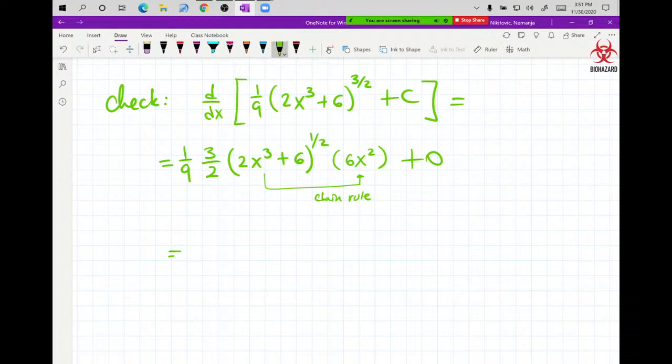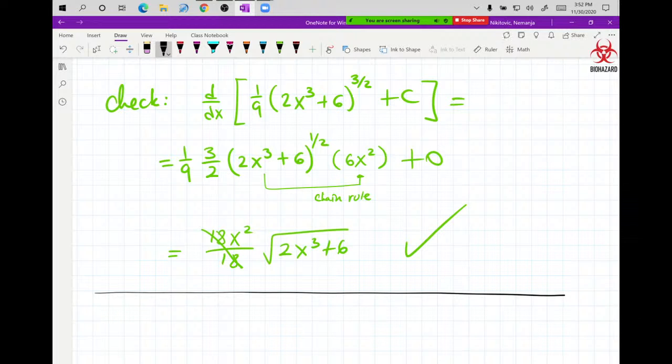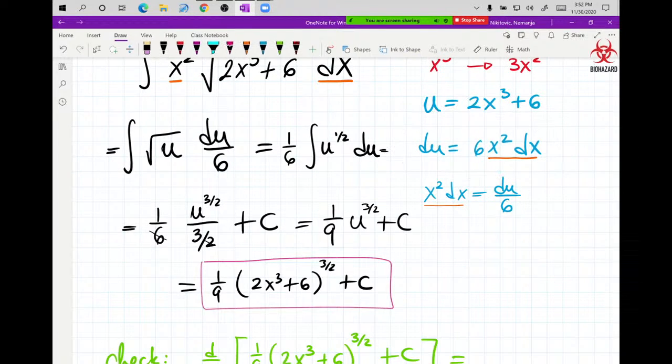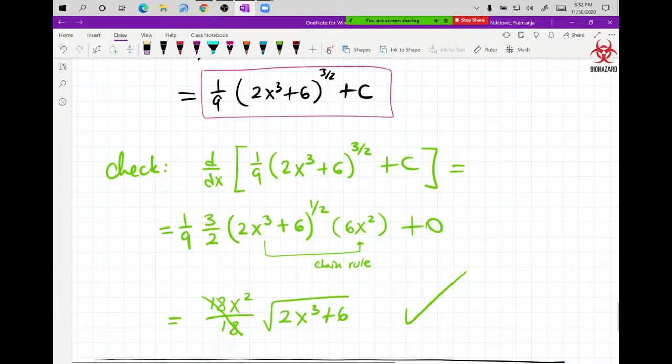And now you say, all right, I have 3 times 6 is 18x squared over 9 times 2 is 18 times the square root of 2x cubed plus 6, and then 18 cancels 18. We're good to go. Immediately see that this solution for the integral was okay. Now, if you can't differentiate, you shouldn't be able to solve the problem in the first place, because there's differentiation here. But when you solve the integral, if you are interested in whether you did it correctly or not, you can differentiate, and that will be it.